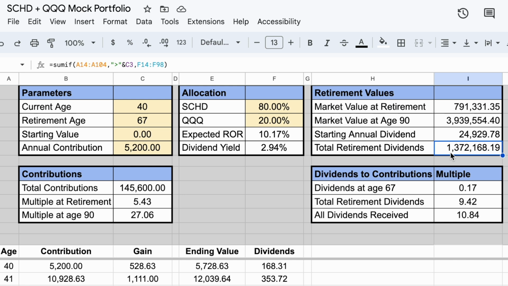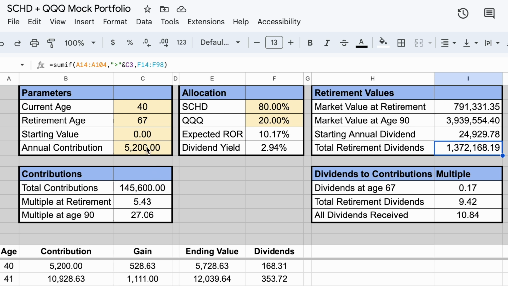If you want to see the annual estimated dividend income for each year, you can scroll down to the data on the table below, and you'll see that the dividend income continues to grow year after year. The bottom left table in the output section provides some context on total contributions made into the portfolio. The first value is the total amount you would contribute. It does not include the starting value.